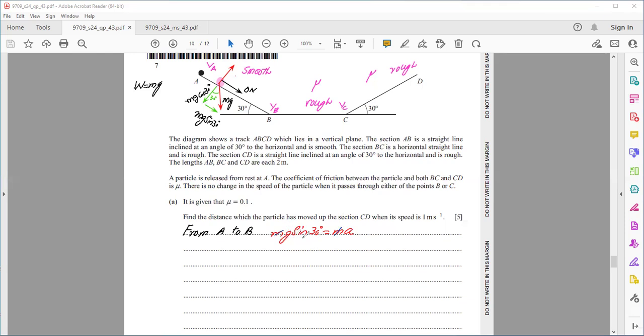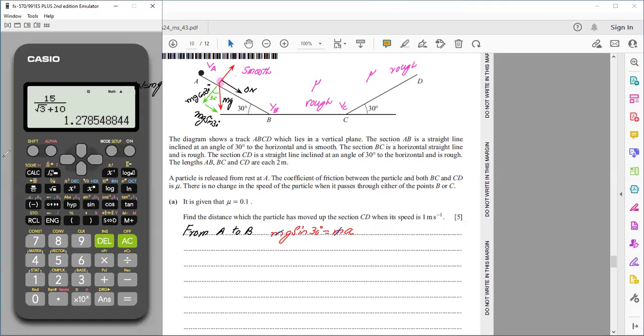The value of g is 10, and sine of theta, I will use the calculator. What is the sine of 30 degree? That is 1 by 2. 1 by 2 multiplied by 10, so the value of a becomes a is equal to 10 times 1 by 2. That becomes 5 meter per second square.